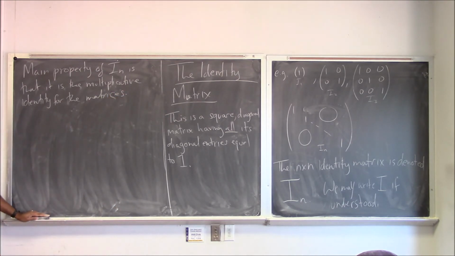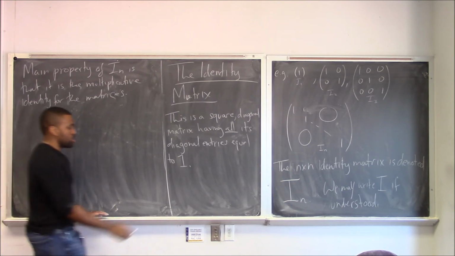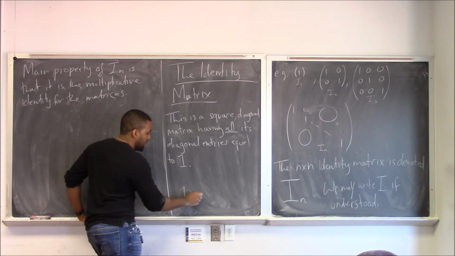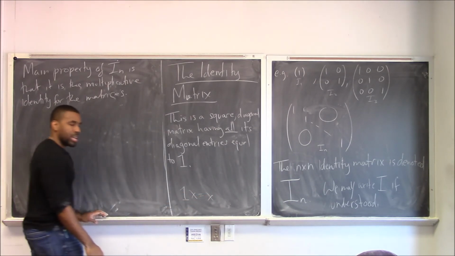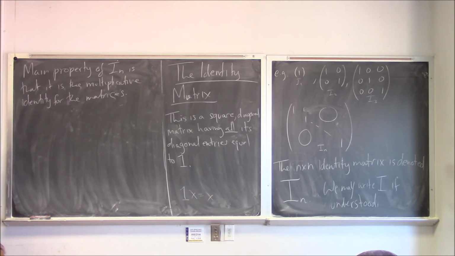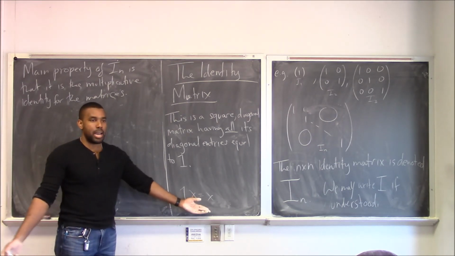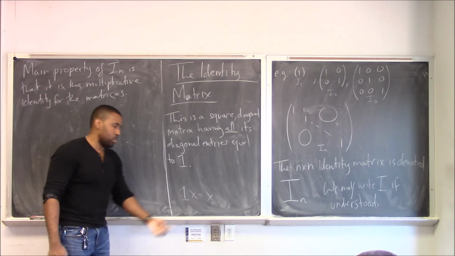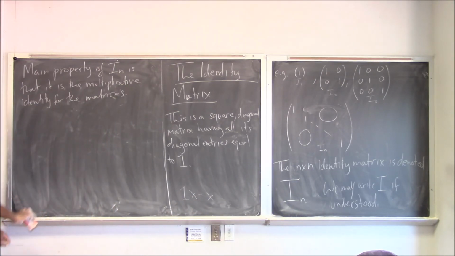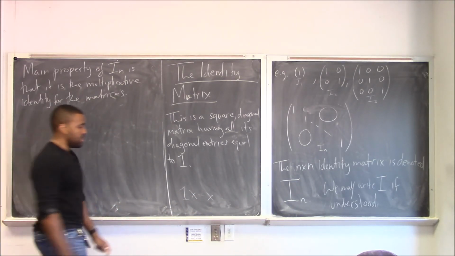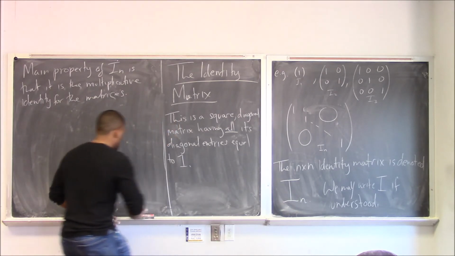In other words, it's that guy that if you multiply it by a matrix, you will get the matrix back. Kind of like how 1 is the multiplicative identity for the real numbers. So 1 times x is x, right? Or x times 1 is x. Any guy that when you multiply by something according to your rules of multiplication, you just get the guy back. You get the identity of the guy you multiplied. That's called the multiplicative identity element.